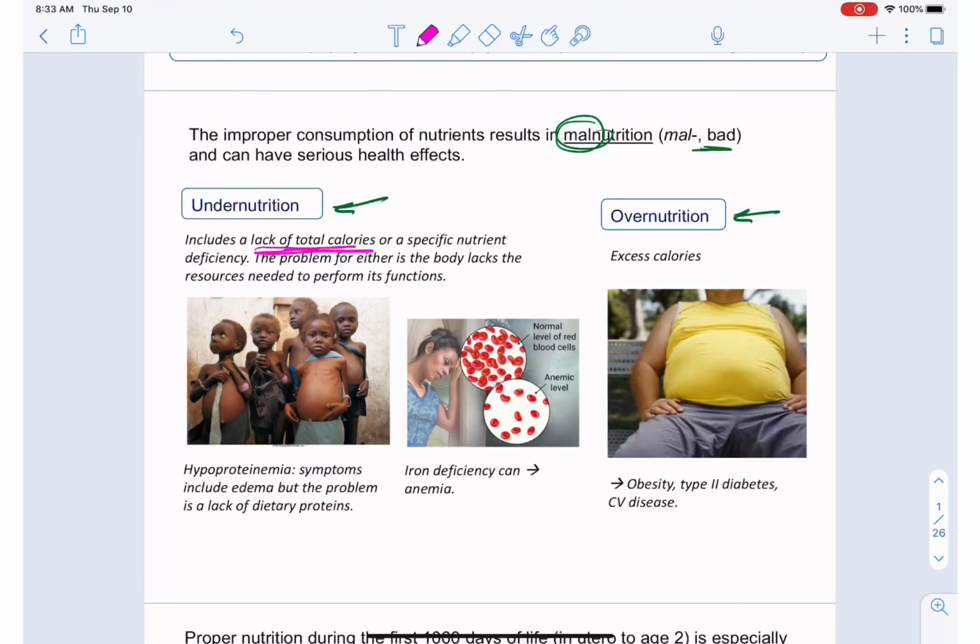The other type of undernutrition is if you have a specific nutrient deficiency. So maybe your calorie intake is okay, but there's a specific nutrient that you're not getting in the right amounts. And the problem with either of these is that the body lacks the resources it needs to perform its functions, either with the lack of total calories or a specific nutrient deficiency. And let's look at a couple examples of undernutrition.